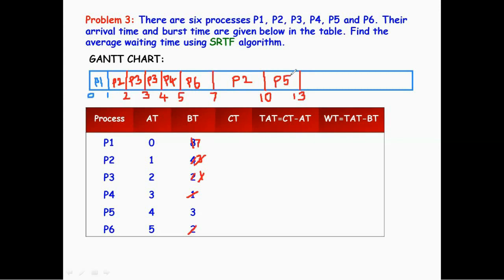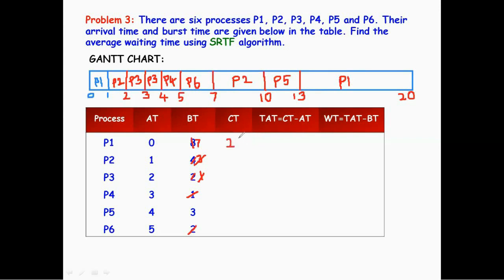And at last, P1 is available with a burst time 7. So now P1 gets scheduled. 13 plus 7 will be 20. In this time slot, P1 gets executed. This is the Gantt chart representation of the given problem using SRTF. Let us find the completion time now.